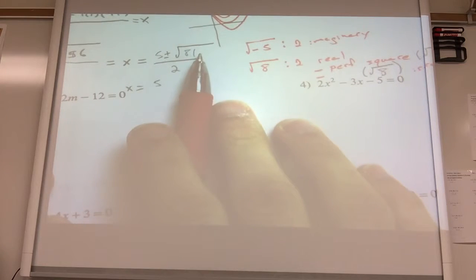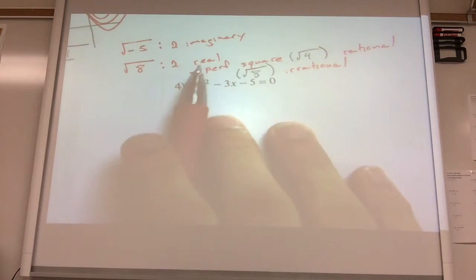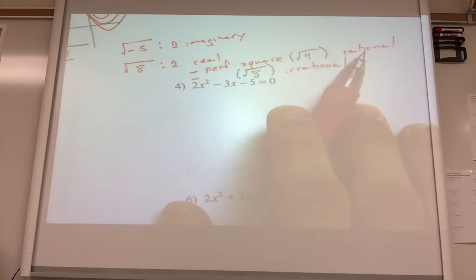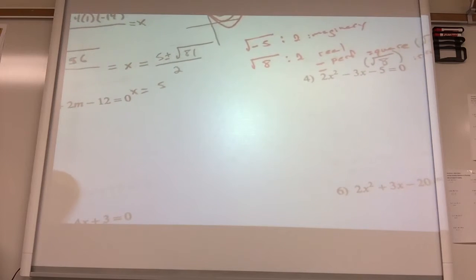So in this case, we're taking the square root of 81. It's a perfect square, so you're going to have two real, rational solutions, because it's a perfect square root. So let's keep going with this now.